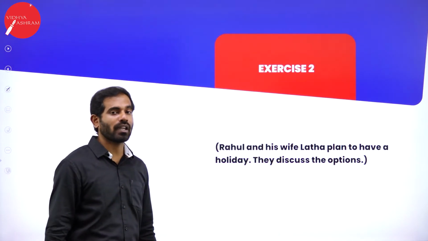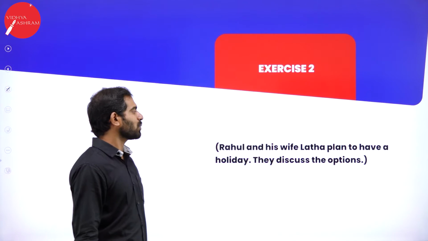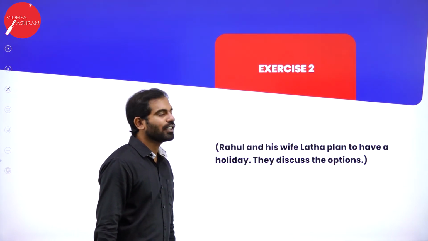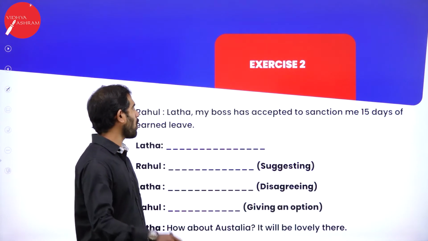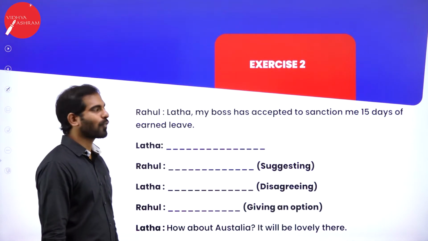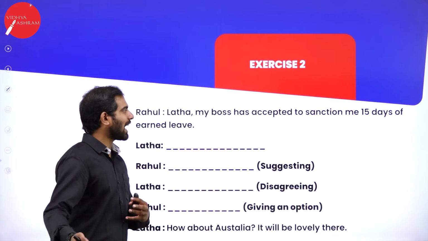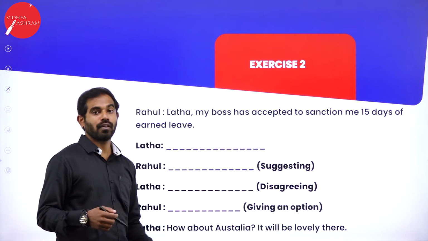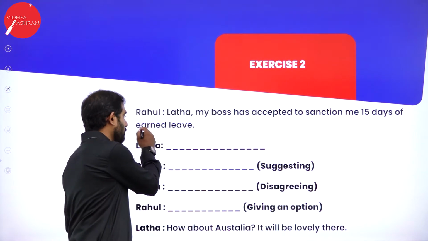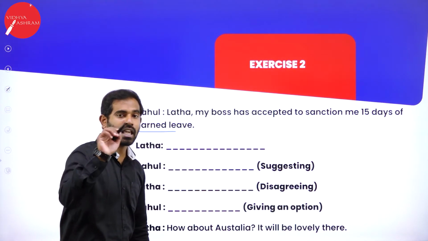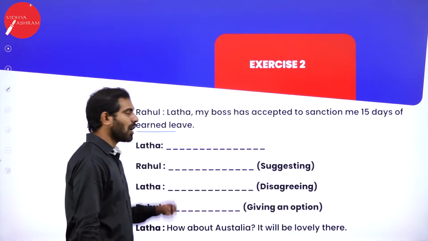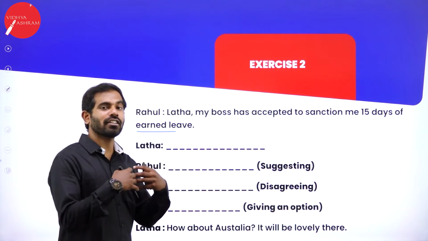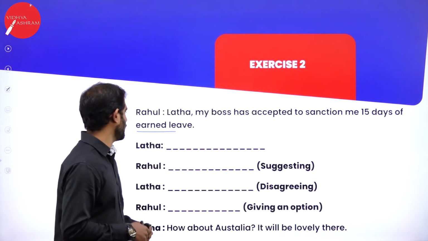This is a husband and wife conversation. Rahul and his wife Lata plan to have a holiday. They discuss the options. Let us see what it is. Rahul: Lata, my boss has accepted to sanction me 15 days of earned leave. How many days? 15 days, and moreover, all these 15 days will be paid to Rahul. And he says he's very happy. Lata, my boss has accepted to grant me 15 days earned leave.